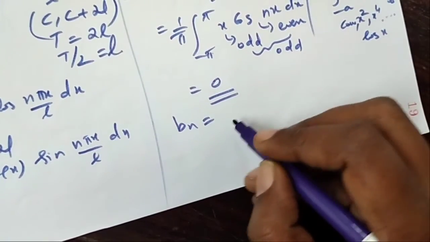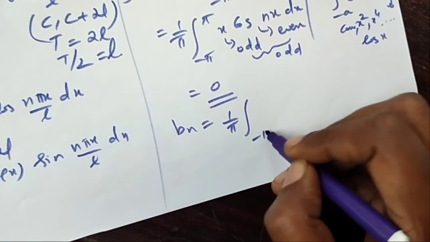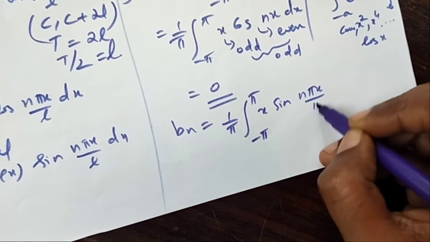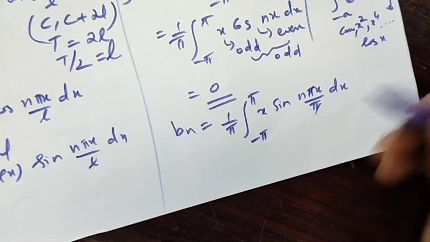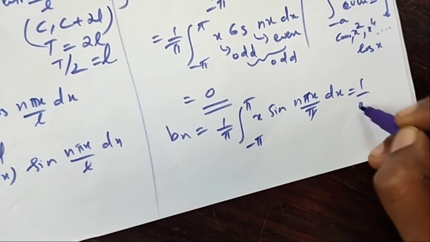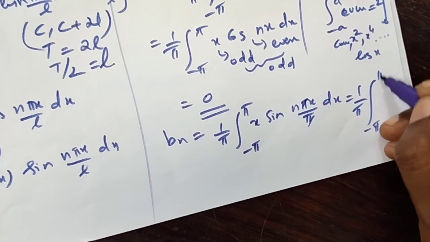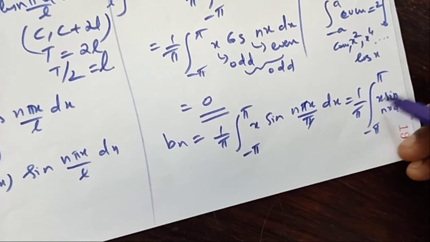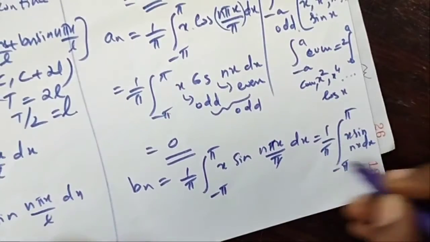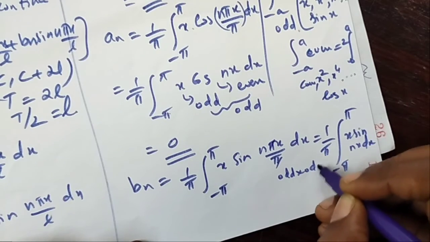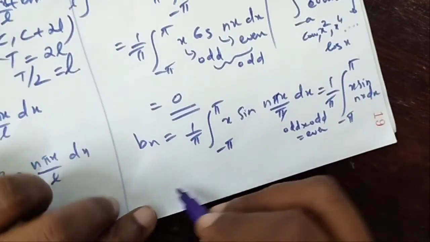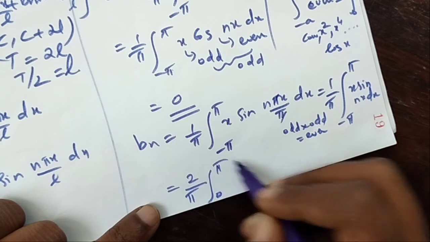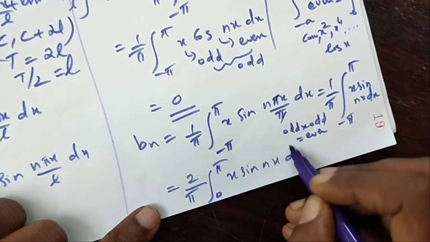Okay, so what is bn? It is 1 by pi integral minus pi to pi x into sin n pi x by L. So here also pi cancels. So 1 by pi integral minus pi to pi x into sin nx. So x is an odd function, sin is an odd function. Odd into odd will be an even function. So an even function from minus pi to pi is 2 times the integral 0 to pi x into sin nx dx.